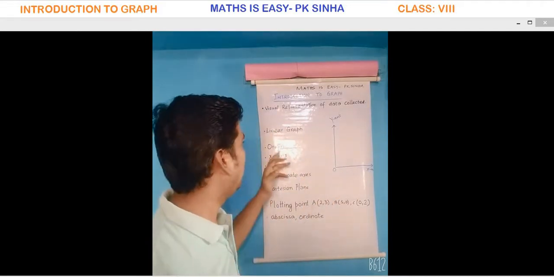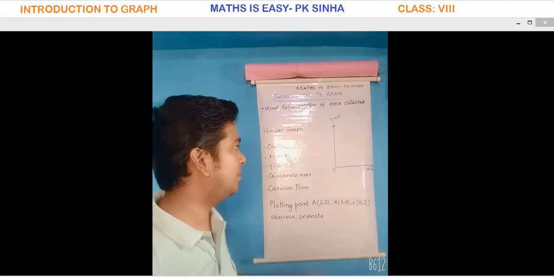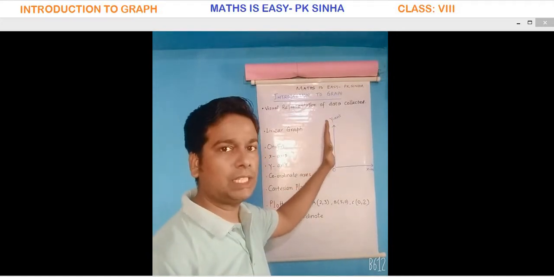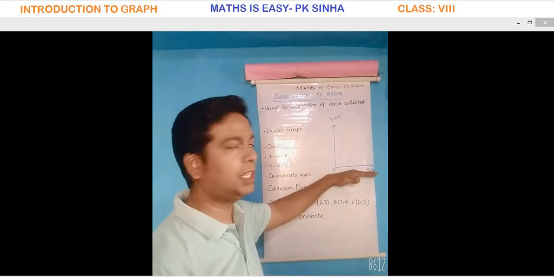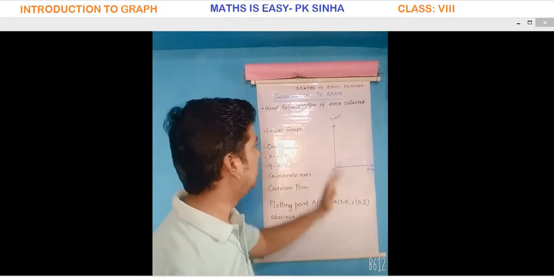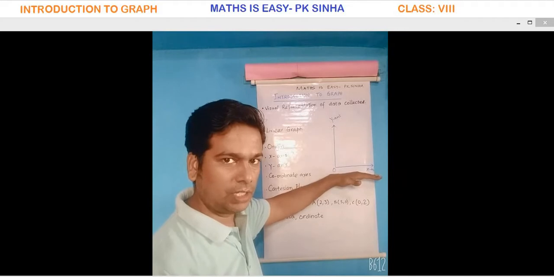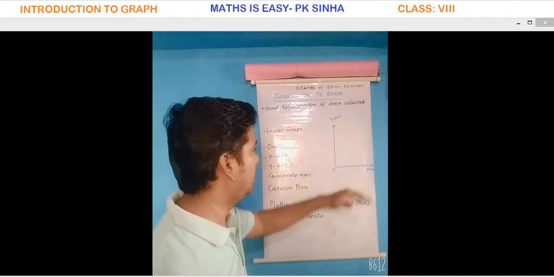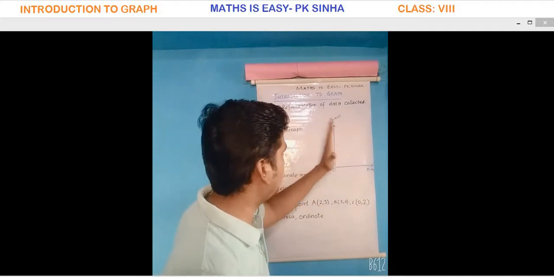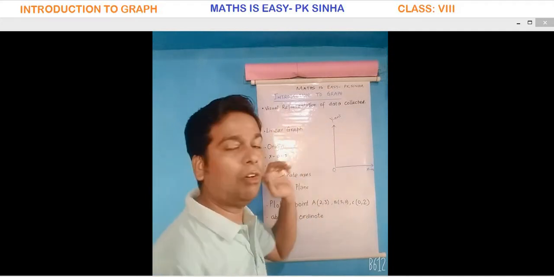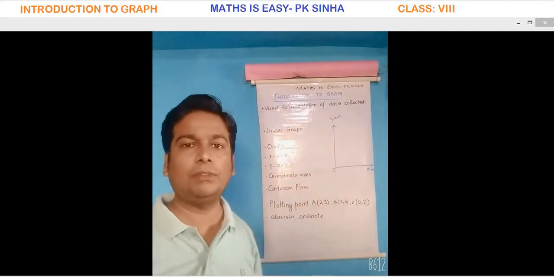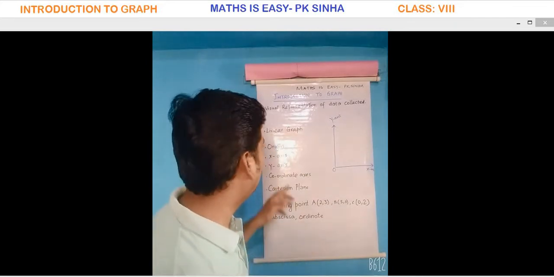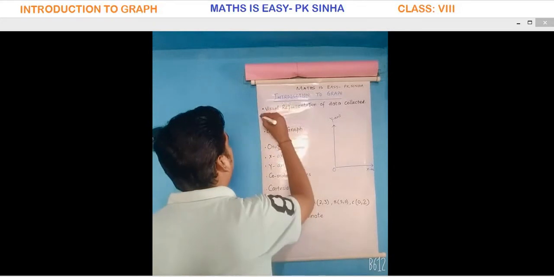Okay. Origin. First of all, what is origin? This vertical line is called the y-axis. This horizontal line is called the x-axis. Point of intersection of the x-axis and y-axis is called origin. Origin is the point of intersection of the x-axis and y-axis. So we have understood this.